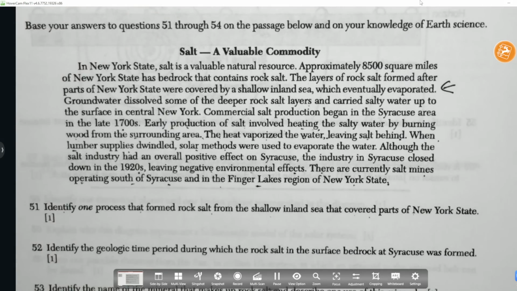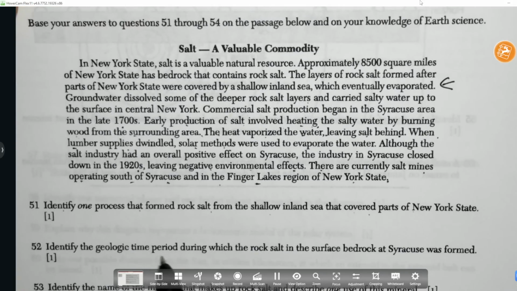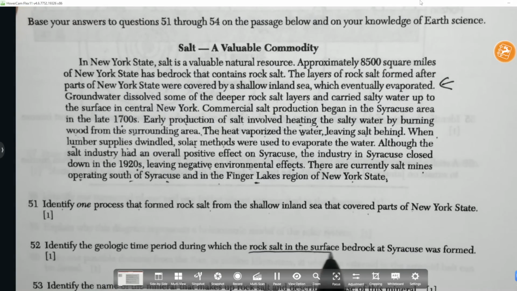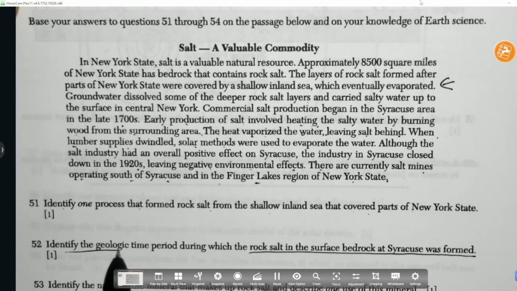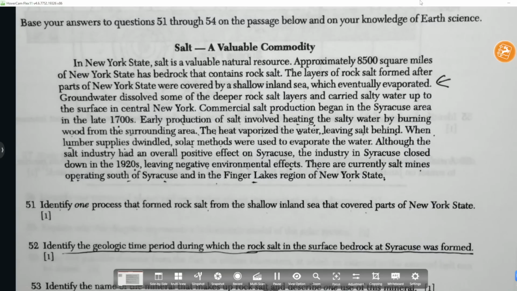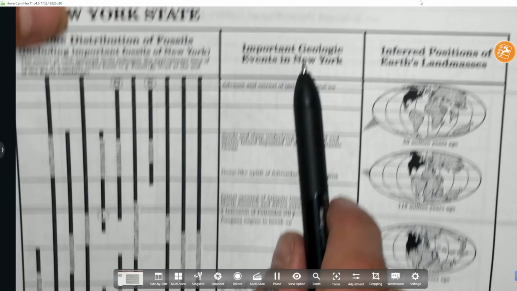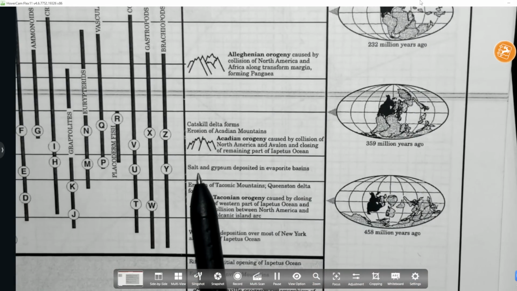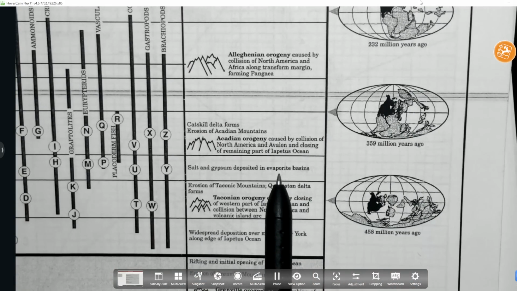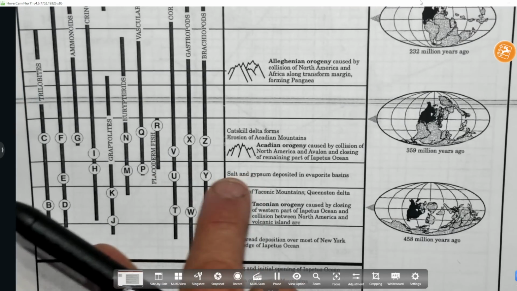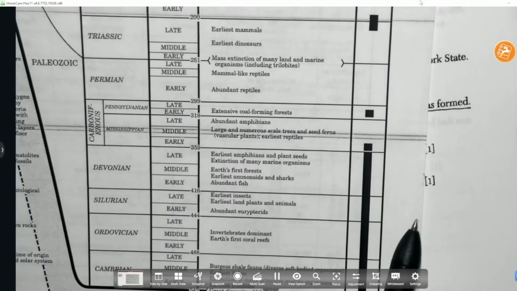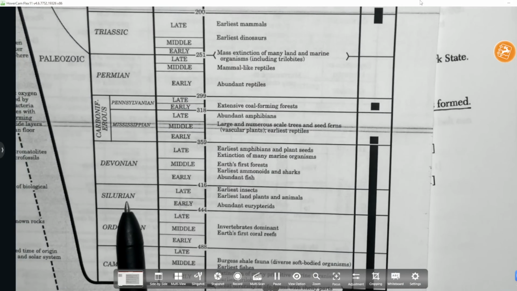52. Identify the geologic time period during which the rock salt in the surface bedrock at Syracuse was formed. So what time period did that happen? Well, Earth Science Reference Table, pages 8 and 9. If we come back to here where it says geologic events in New York, you go down, it says salt deposited in evaporate basins. That salt that was deposited, that's the salt they're talking about. So let's move over to the previous page. That was during the Silurian time period.